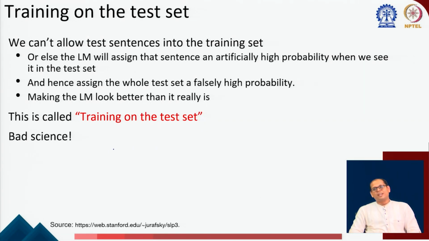Now, we should not allow test set sentences into the training set. Otherwise, what will happen? Because the language model has already seen that in training, so it has already used that to compute its parameters, right? So, it would give a higher probability to that sentence. And this will be a falsely high probability because it has already seen that, and it will look as if your language model is good, but it will not generalize, right? And this is what is called training on the test set, and this is a bad sign. So, typically we never allow the model to see the test set, right? But then you may have a question, fine, but let's say I am doing the add k smoothing, right?